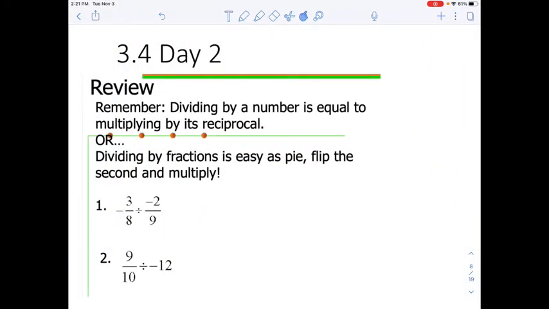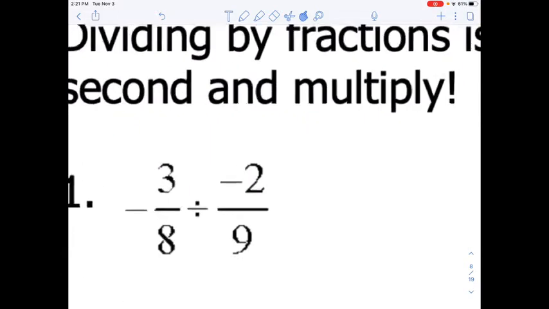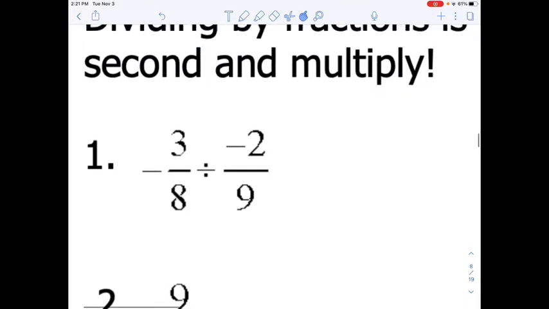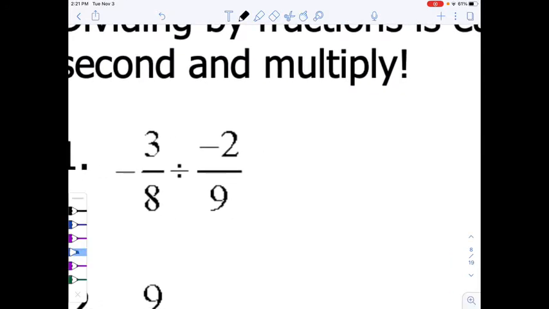This is lesson 3.4, day 2. So we're going to continue practicing dividing fractions, but this time we're going to be working with mixed numbers. So just for some review, to divide by a fraction, here's a tip, keep, change, flip. You can also think about it as multiplying by the reciprocal, or dividing by fractions as easy as pi, flip the second and multiply. So the first example, this is just review, -3/8 divided by 2/9.